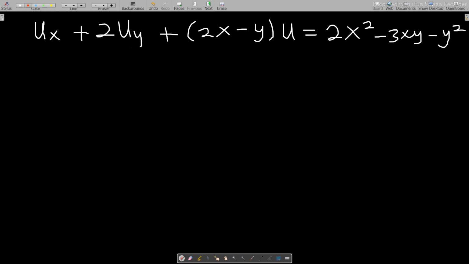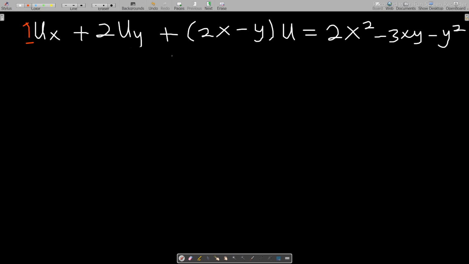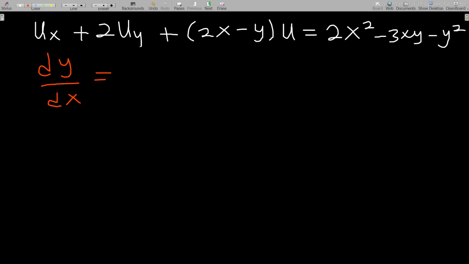You can see that the coefficient of ux is 1, which is a constant, and the coefficient of uy is 2, which is also a constant. So now once I have something like that, then what I do is I find my dy/dx. Always in partial differential equation, we find some equation that can characterize the differential equation given. Okay, so this is equal to 2 over 1, and this will imply that dy is equal to 2 dx.